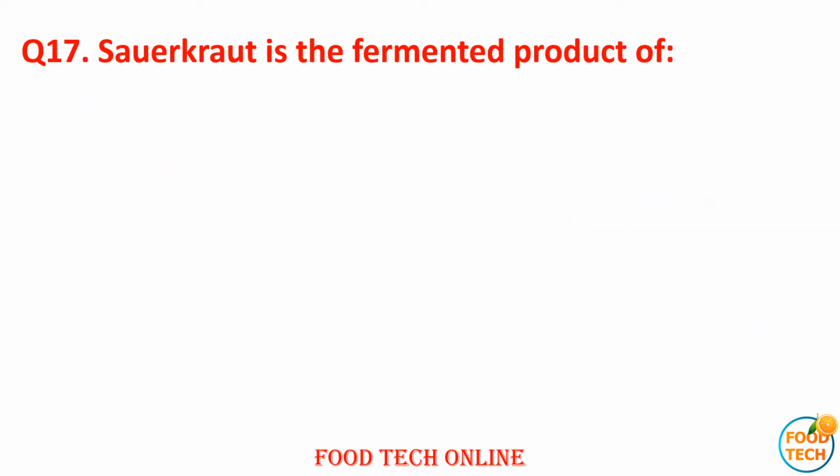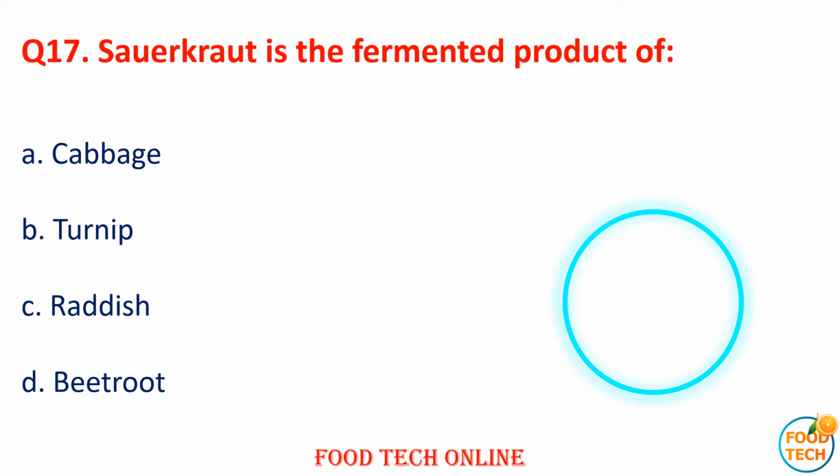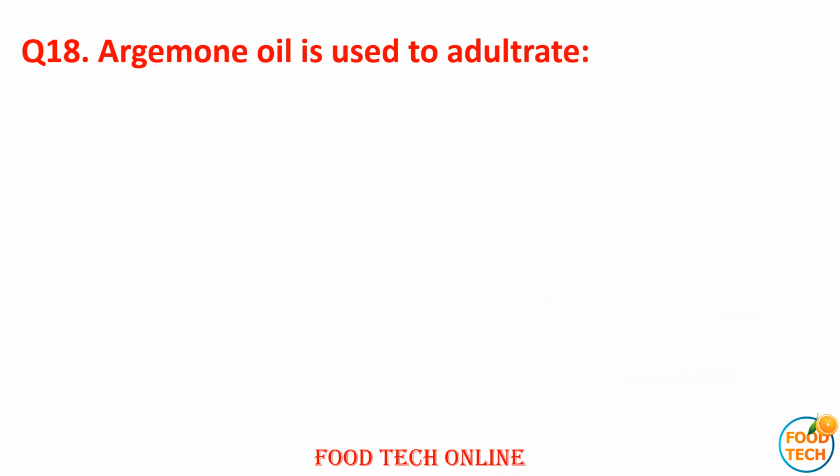Question 17. Sauerkraut is a fermented product of A. Cabbage, B. Turnip, C. Radish, D. Beetroot. Answer A. Cabbage.